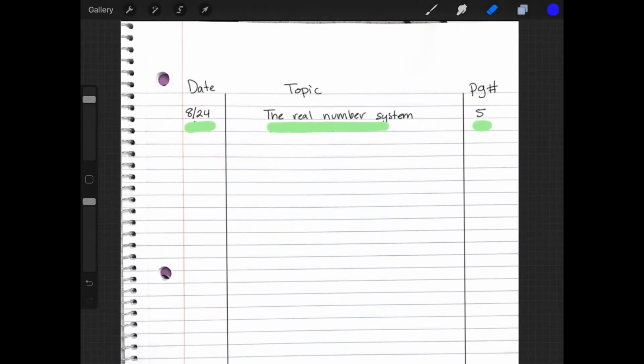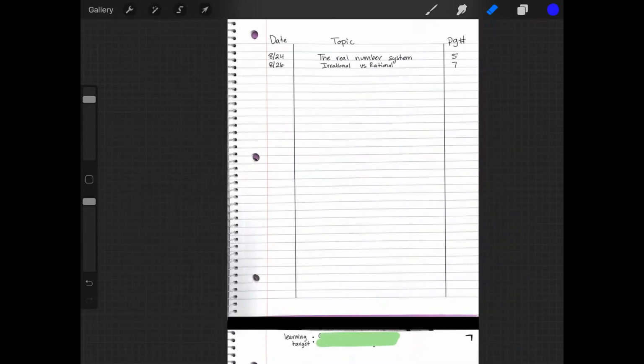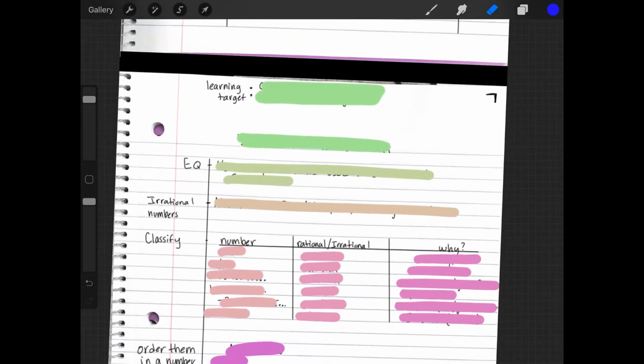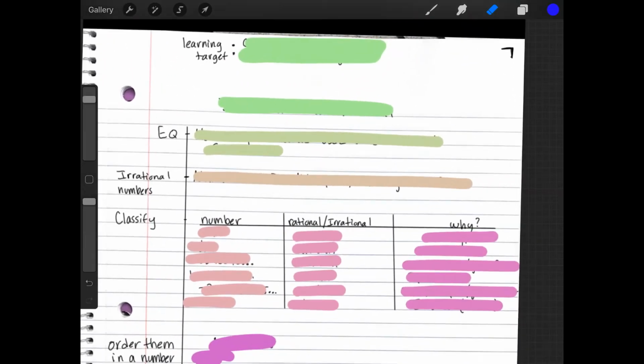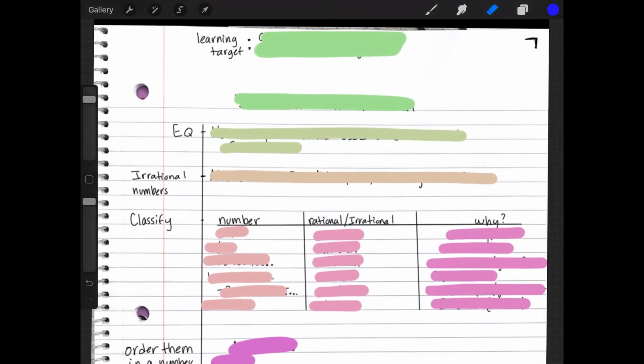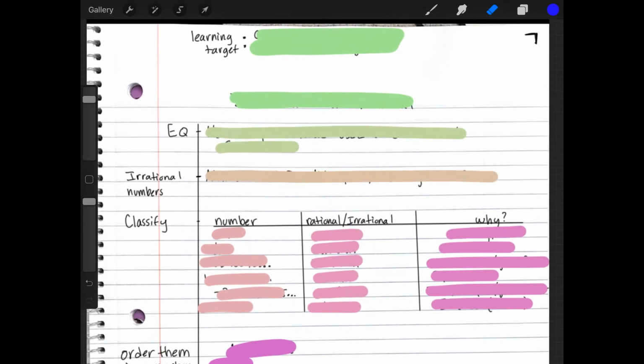Okay, so let's go ahead and go to our table of contents. And today is the 26th, and today's topic is going to be over irrational versus rational numbers. Okay, the page number for me is going to be 7. If you took up 2 pages, maybe it's 8. If you like writing on the back, maybe it's 6. Okay, so let's go ahead and go to your next page.